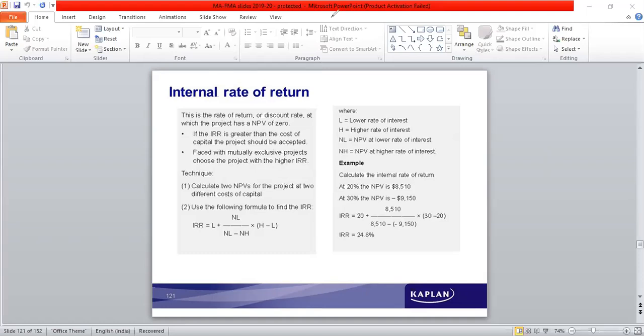Okay, so IRR is equal to L plus the numerator is NL, divided by the denominator, which is NL minus NH, into H minus L.